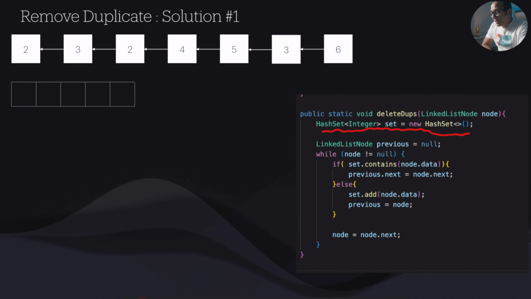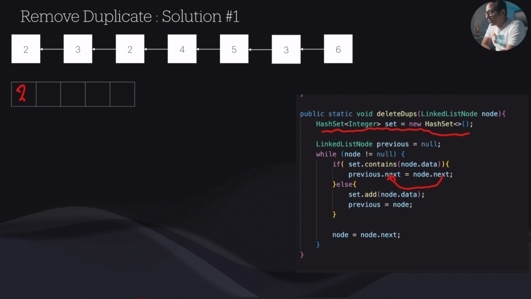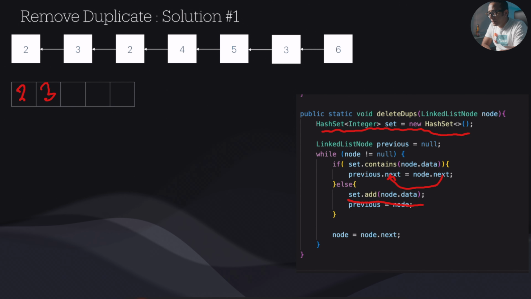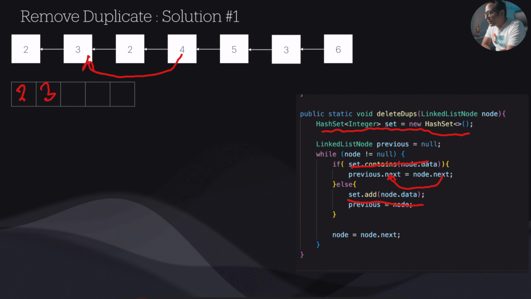So we remove that node and point the previous node's next to the next one. For example, we found 2, then we go to 3, because we did not find it, we add it to the set and move to the next node. Then we see that we found this 2 in the HashSet already, so whatever this 2 is referencing, the previous node now refers directly to it. Now we move to 4, check if 4 is already in the HashSet, no, so we add 4 there and move to the next one.